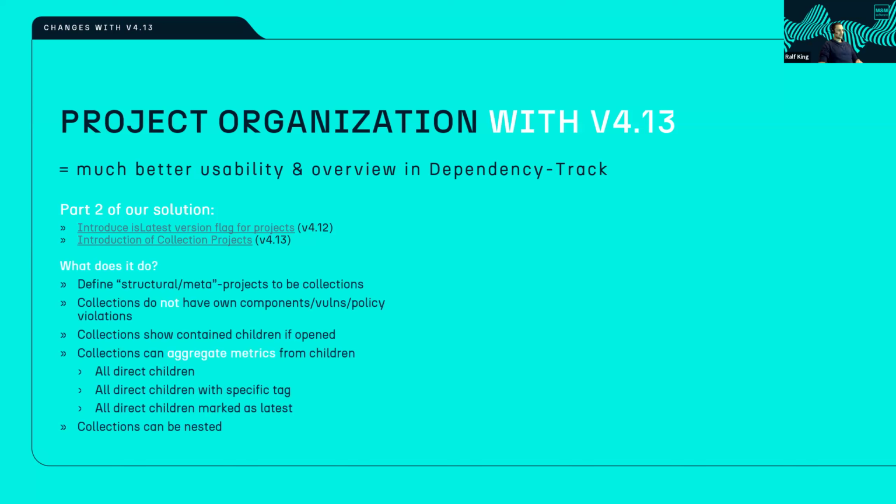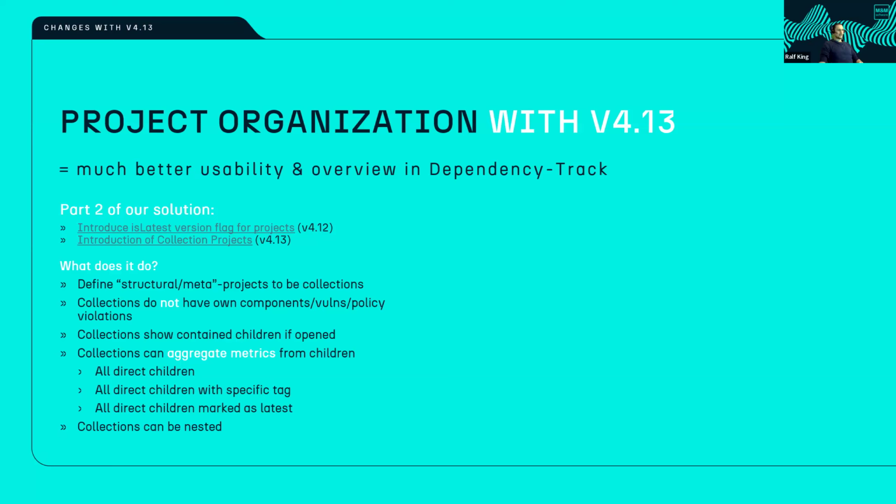So what does this feature do? We can now define these structural or meta projects, which we call collection projects, which basically are collections of different kinds of projects. They are not meant to have their own components, own vulnerabilities, or own policy violations. So they're basically only collections not having their own data. And if you open such a collection project now, you also can see which children are inside that collection instead of having a lot of empty tabs there.